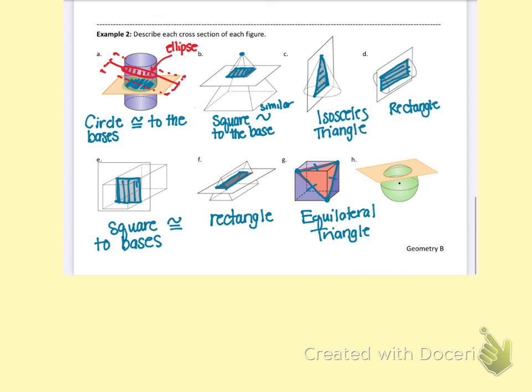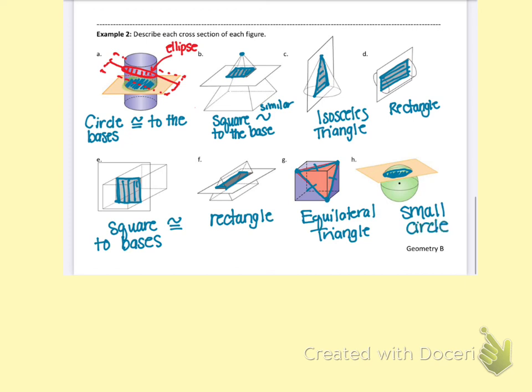And the final cross section, a cross section out of a sphere. So we talked a little bit about one special cross section out of a sphere, and that's the one where you slice right through the center, including that center point, which would be called a great circle. And that means that's the biggest circle you can get out of a sphere. But in this case, this is tilted somewhat, and it's also towards the top there. That's a much smaller circle. So that would just be called a small circle, for obvious reasons, instead of a great circle.